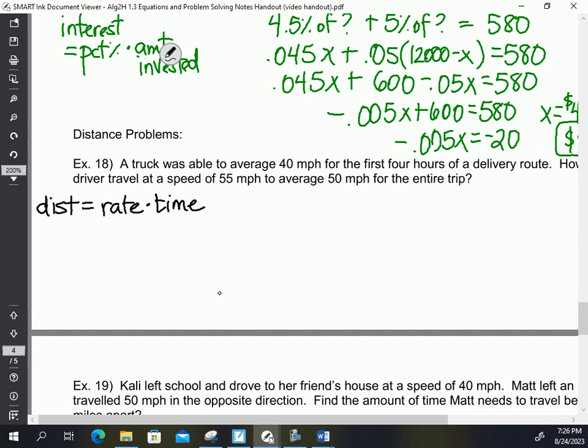So a truck was able to average 40 miles per hour for the first 4 hours of a delivery route. Think of it this way. For the first 4 hours, you have your rate, 40 miles per hour, times 4 hours. That's how long you were going. So that gives you your distance for the first 4 hours. Of course, then you have the rest of the trip.